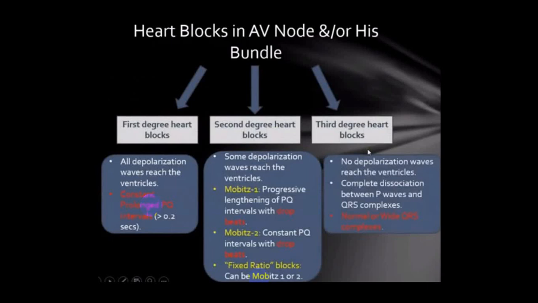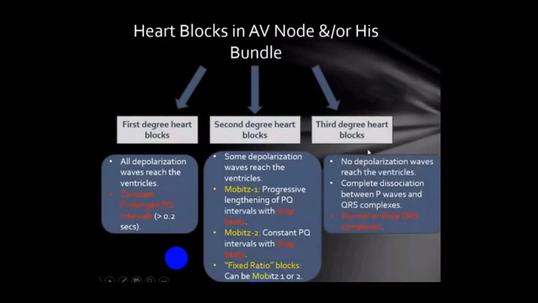While in case of a second degree AV block, we have two varieties. We call them Mobitz type 1 and Mobitz type 2. In Mobitz type 1, there is a progressive lengthening of the PR interval because there is a delay in transmission of an impulse from the AV node to the bundle of His. This produces a gradual increase in the PR interval. So initially the PR interval may be close to normal. Gradually it increases and then one P wave is not transmitted. This is classical of Mobitz type 1.